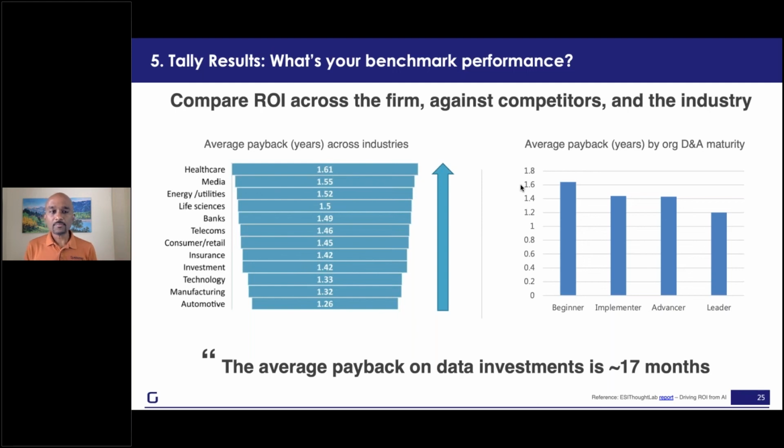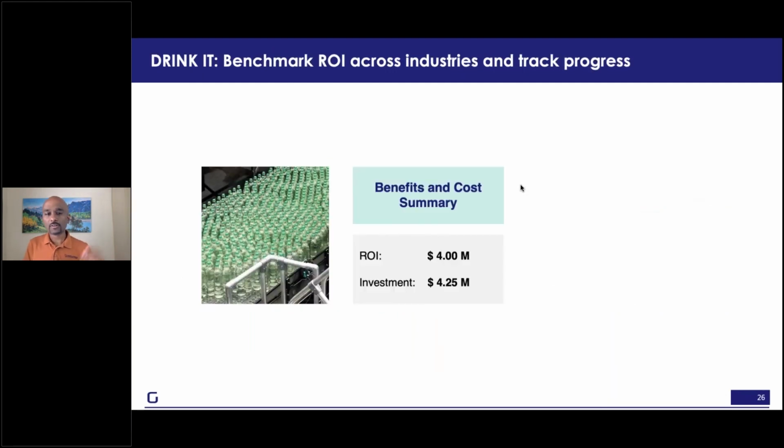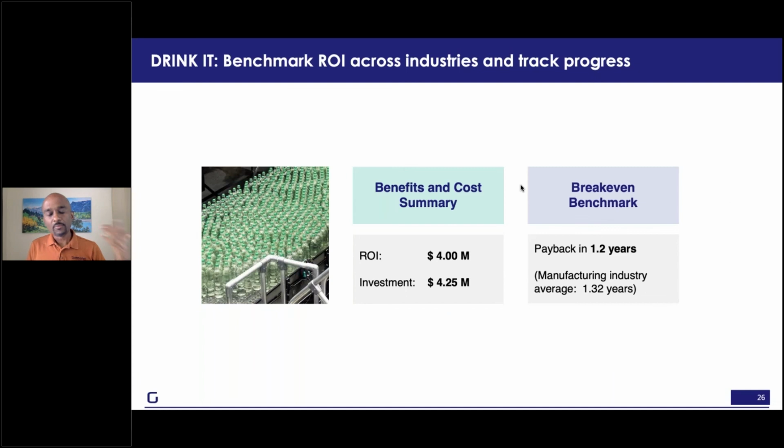In our example, we've already computed the cost and benefits, and the break even in this case is about 1.2 years, which is better than the manufacturing industry average, which we saw in the earlier slide is 1.32 years. So this is how the 5 steps have been implemented in this hypothetical example, inspired by actual work we had done. So hope this example with the 5 steps was useful.